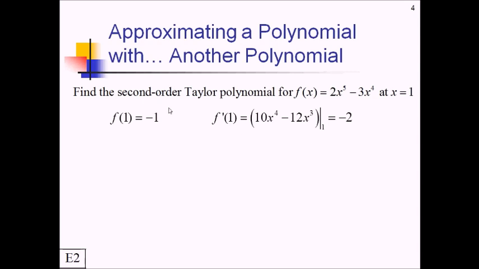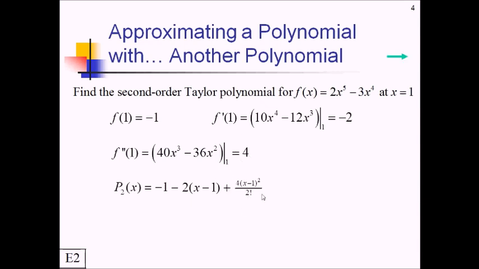And then since they want second order, we need the second derivative. That's going to be 40x cubed minus 36x squared, evaluated at 1. So that's 40 minus 36, which is 4. Plugging it all in, we have our f of 1 here, which is negative 1. And then we've got f prime of 1, so negative 2, times x minus 1, followed by f double prime over 2 factorial, so 4 times x minus 1 squared, over 2 factorial. So that's our polynomial to approximate this first one.